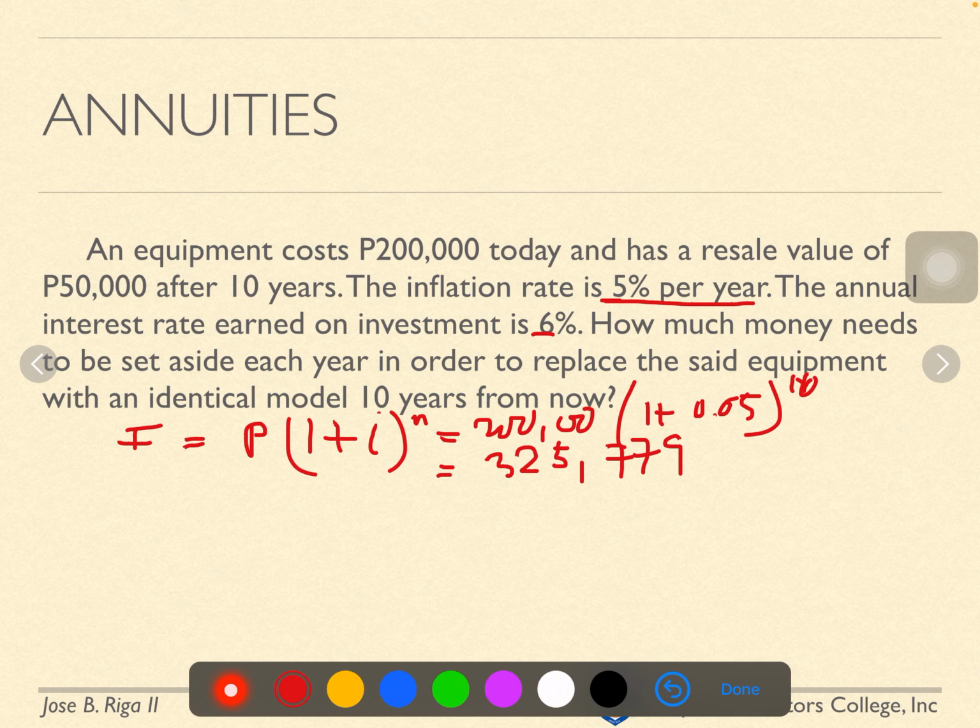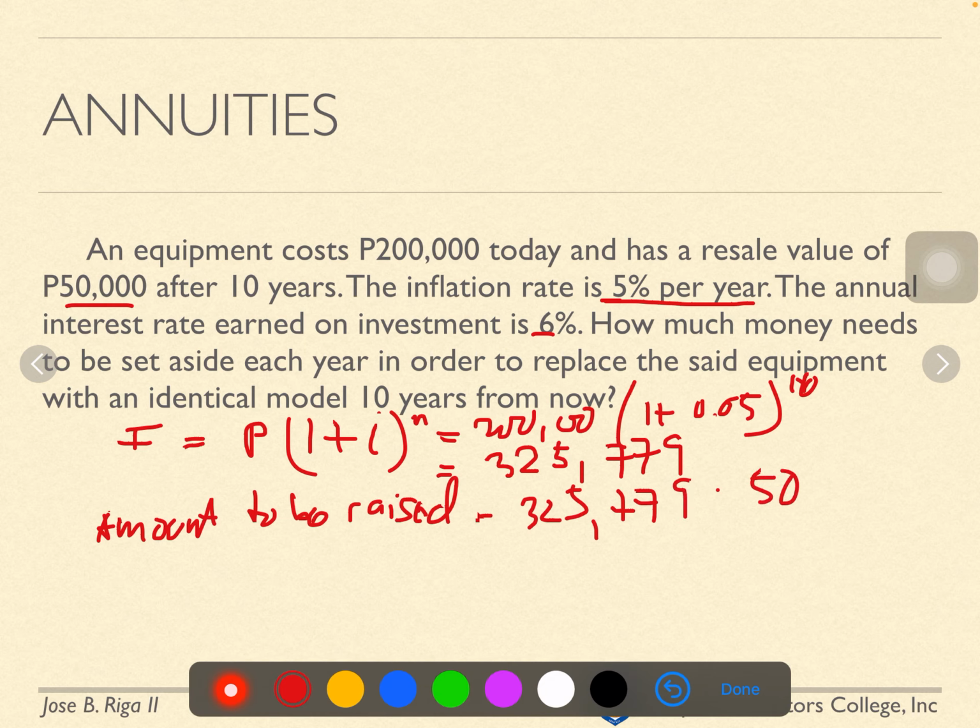Now we subtract the resale value of 50,000. The amount to be raised is 325,779 minus 50,000, so we need to raise 275,779.